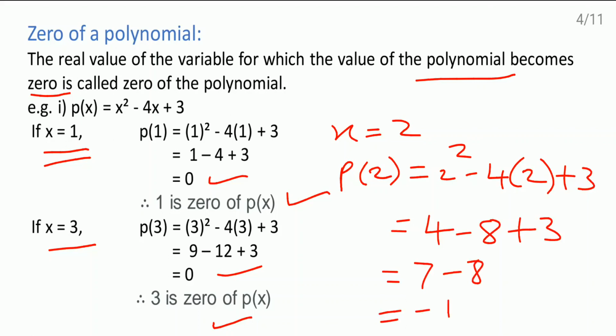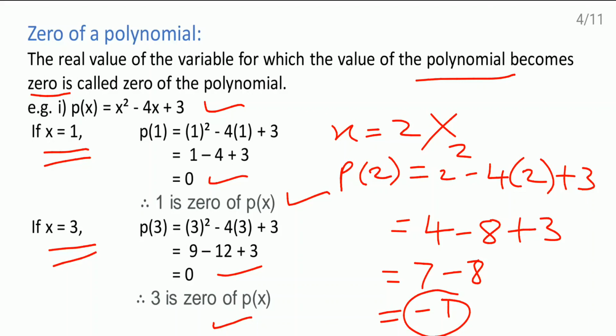I don't get 0 here. Correct? It means that x equal to 2 is not the 0 of the polynomial. Correct? Now one more thing you have to observe here. As it is a quadratic polynomial, degree is 2. Correct? That means it will have only two zeros, which I have already shown.